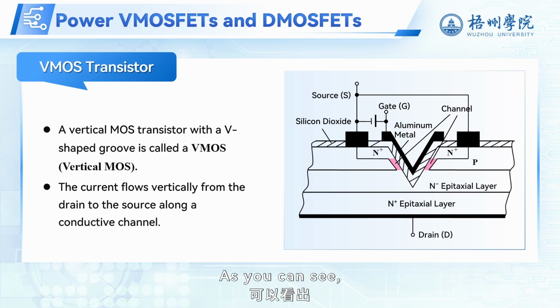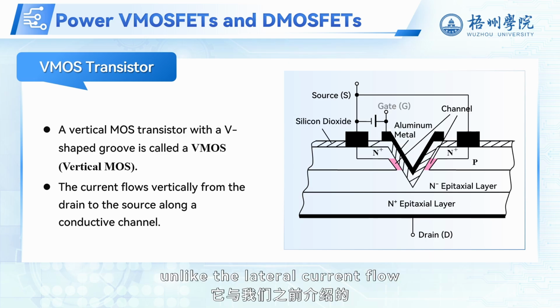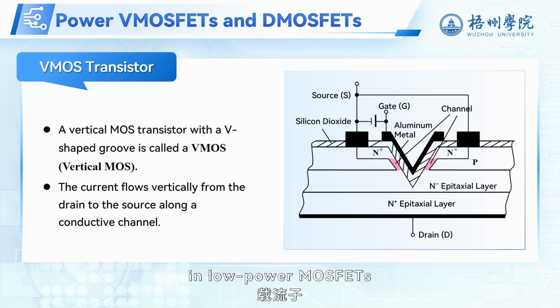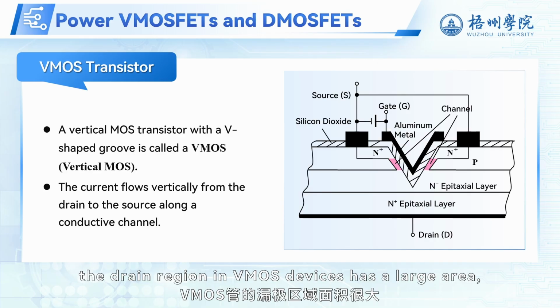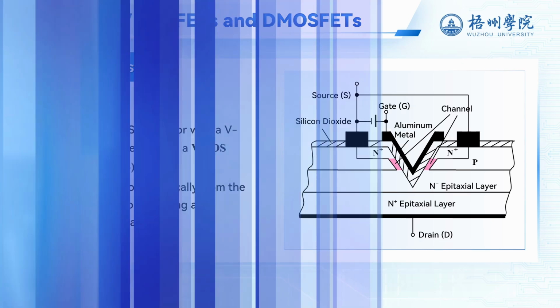As you can see, the current path between the source and drain is vertical, unlike the lateral current flow in low-power MOSFETs we discussed earlier, where carriers move horizontally from source to drain. In addition, the drain region in VMOS devices has a large area, which helps dissipate heat generated by power loss.